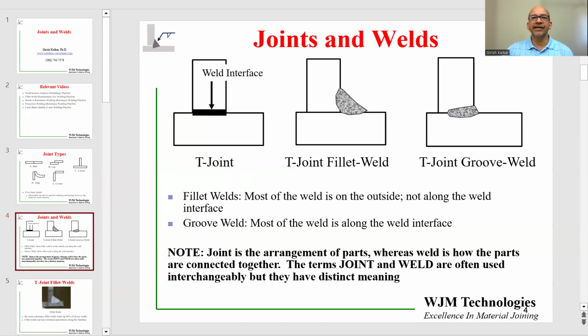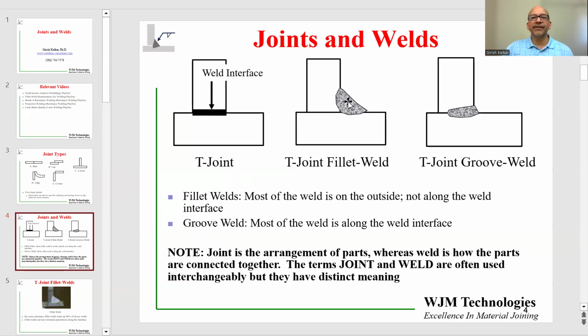The schematic on the left shows a T-joint. As the name implies, it is formed by 2 components coming as a T. And this dark line is shown as the interface. Now, this is a line, but in reality, it's going to be a plane in 3 dimensions.